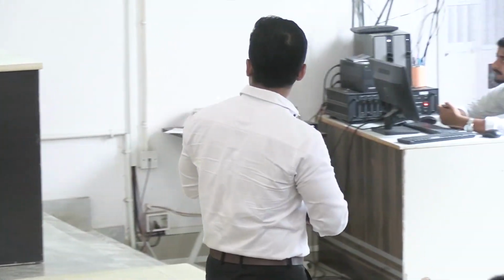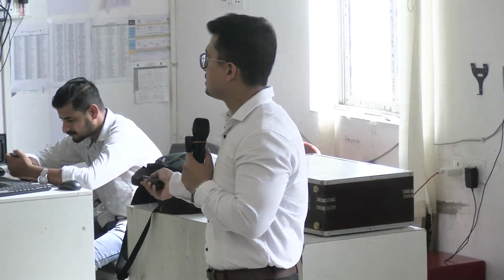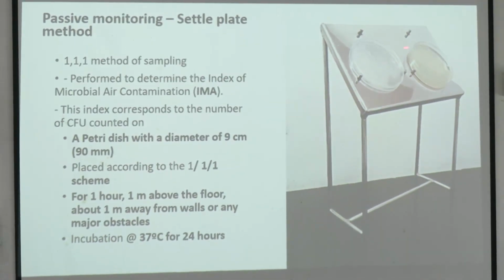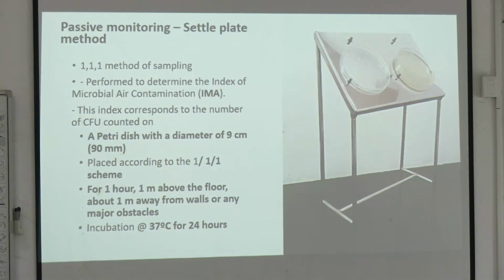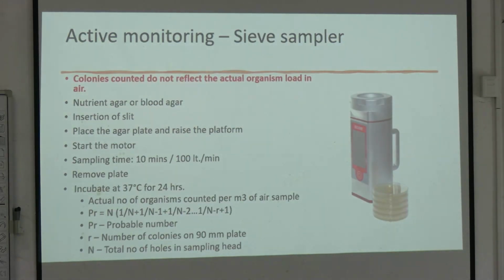And the 111 rule that I told applies to the settled plate method. That's what we call the settled plate method. You see, this is the culture media plate, placed in a slanting fashion, 1 meter above the ground, 1 meter away from the wall, and it will be open for 1 hour. And then you take the plate, close the lid and put it in the incubator, and incubate for 24 hours at 37 degrees. And you see the microbial contamination. You count the number of colonies and you find the contamination.